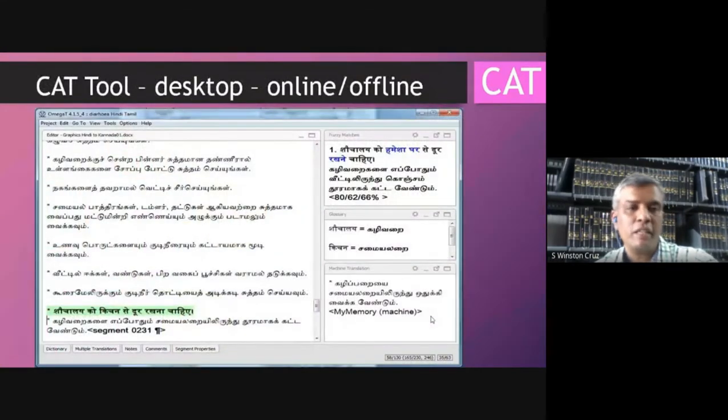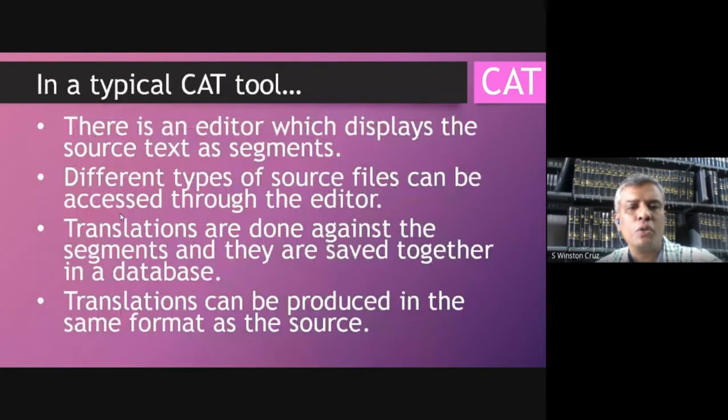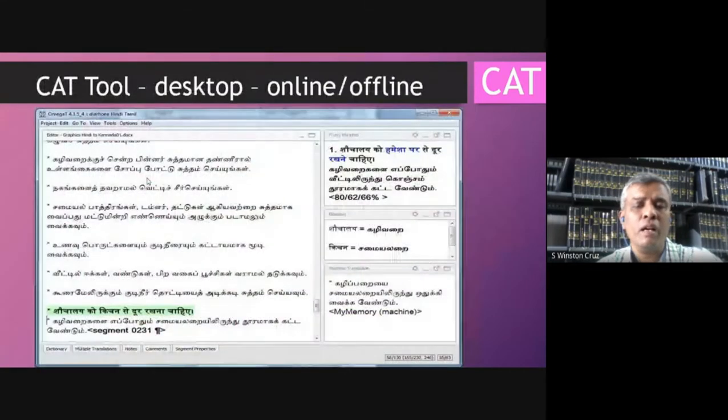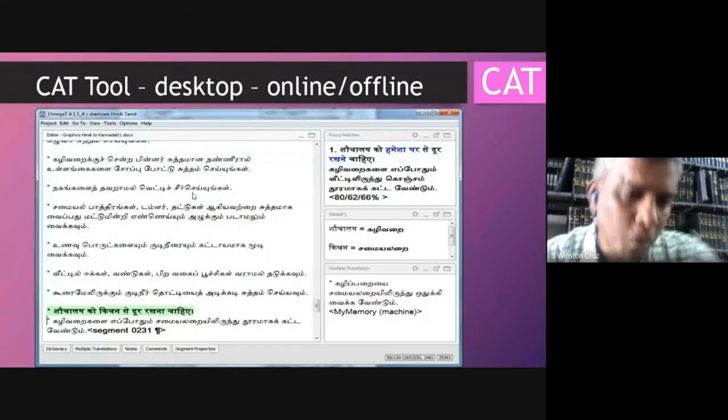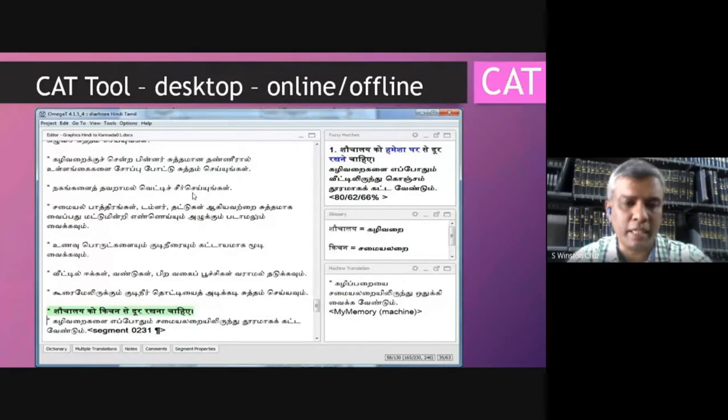A typical CAT tool will look like this. So this is the OmegaT interface. I'm just putting it as a snapshot for you so that you can have a look. Initially I'll show you. This is a translation project from a Hindi document to Tamil. It is about the Swachh Bharat Abhiyan kind of thing. It's a document related to that.